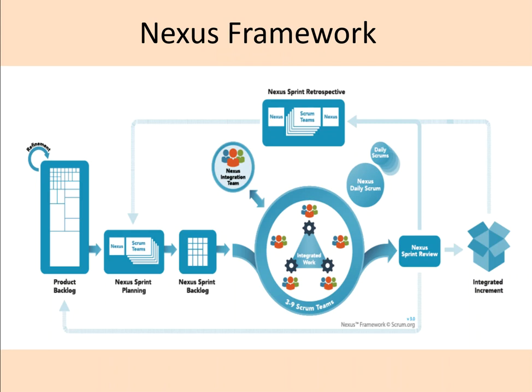So this is actually the Nexus framework. We have the product backlog and then we have the Nexus sprint planning, with a Nexus and Scrum teams. Then we have the Nexus sprint backlog. Then we have the integrated work, which will be of 3 to 9 Scrum teams. And then there will be the Nexus integration team and also the Nexus daily Scrum, then the individual daily Scrums. Finally, we will have the Nexus sprint review, followed by the Nexus sprint retrospective, where there will be a Nexus and Scrum teams. And finally, we will have the product increment.